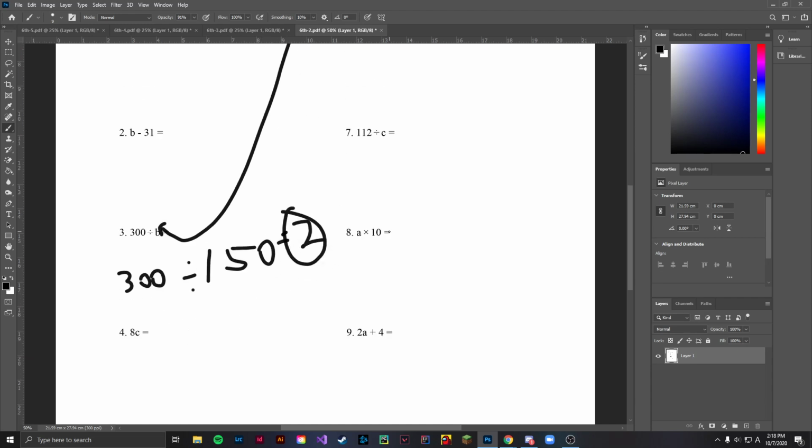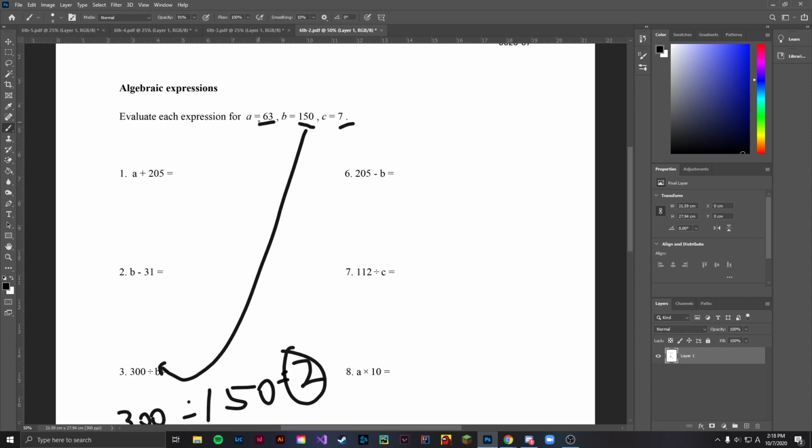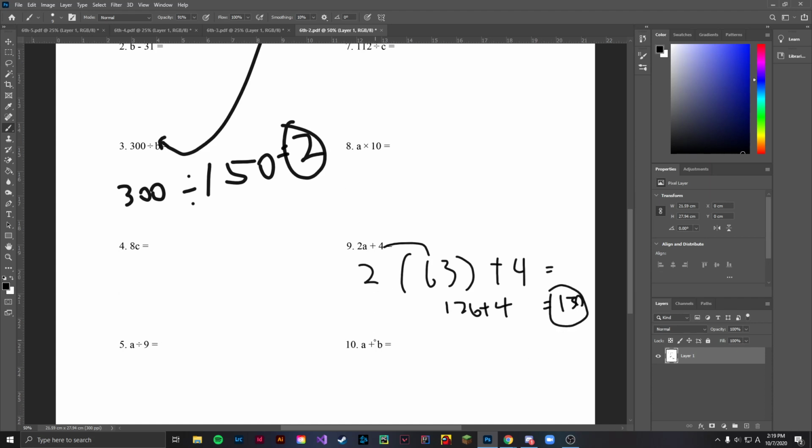Let's go over another one. Number 9, 2A plus 4. A is 63. 2A, 2 times 63, plus 4. That's going to be 2 times 63 is 126. 126 plus 4 is 130. That's going to be your answer for number 9.